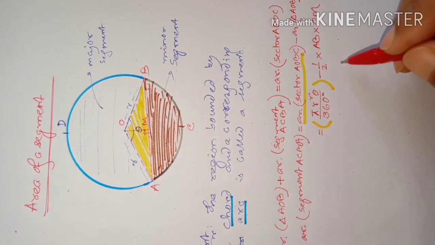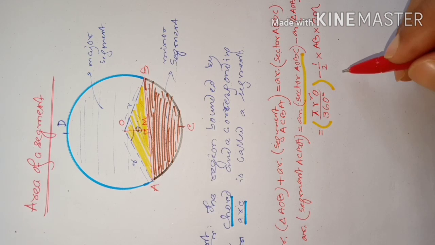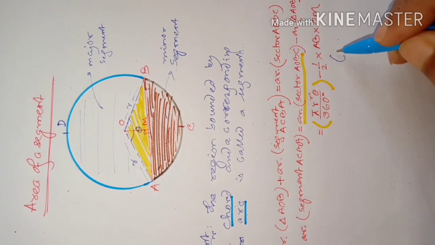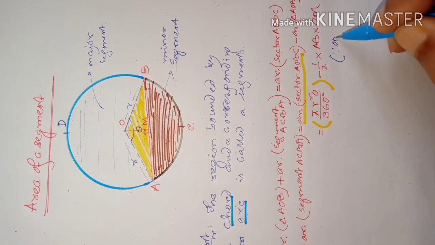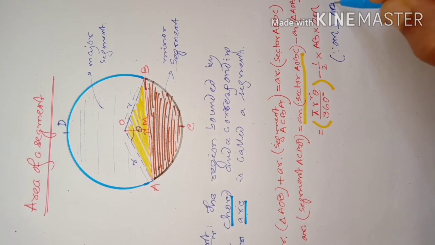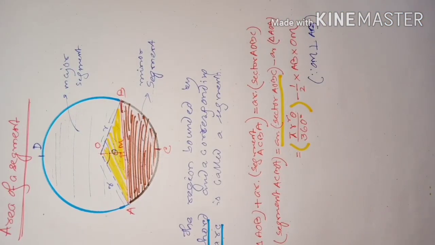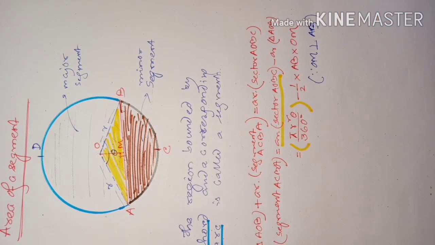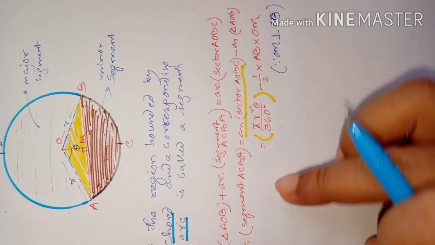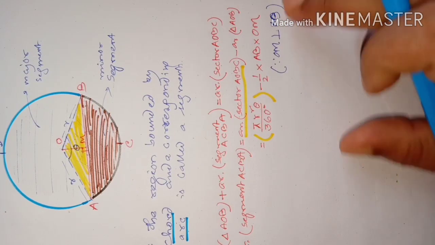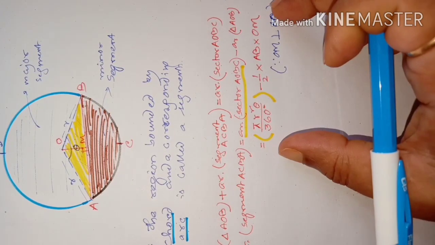I am just mentioning it here, you understand. I am writing here, since OM is drawn perpendicular on chord AB, this is height of the triangle. So now due to lack of space, I am unable to complete the whole line in a better way. I will be continuing with this one.